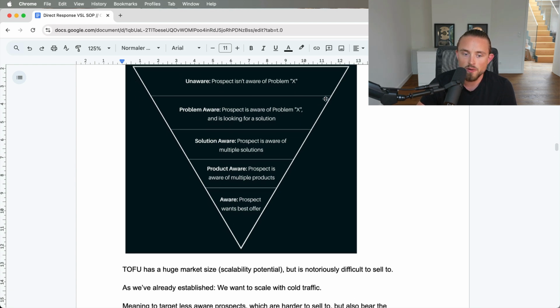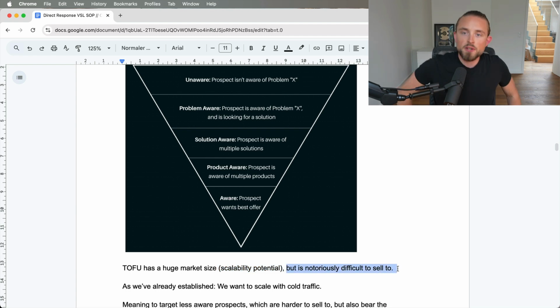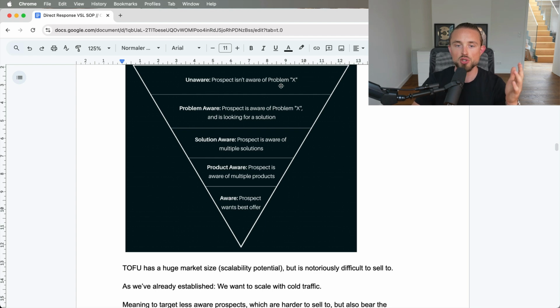So if we look at the funnel, and I've broken this down earlier in terms of the different awareness stages of prospects, the top of funnel segment, unaware, problem aware people, have a huge market size, right? So therefore also a huge potential to scale.